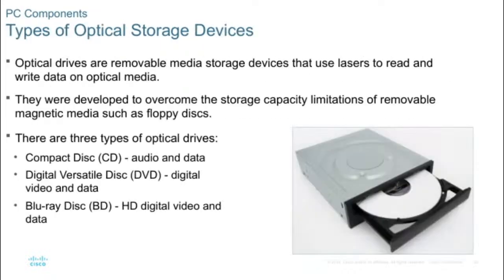Let's take a look at optical drives, a key part of how we've stored and accessed data over the years. There are three main types: compact discs, or CDs, which handle audio and data; digital versatile discs, or DVDs, designed for digital video and data; and Blu-ray discs, which take things further with high-definition video and data. These drives use lasers to read and write information on discs. They were created to solve the storage limits we faced with older magnetic media like floppy disks.